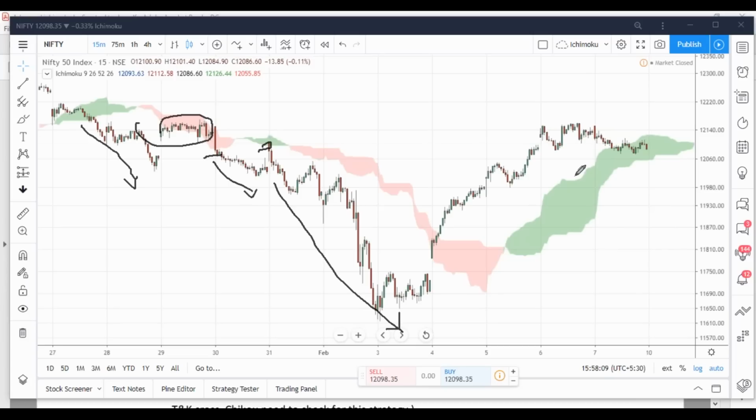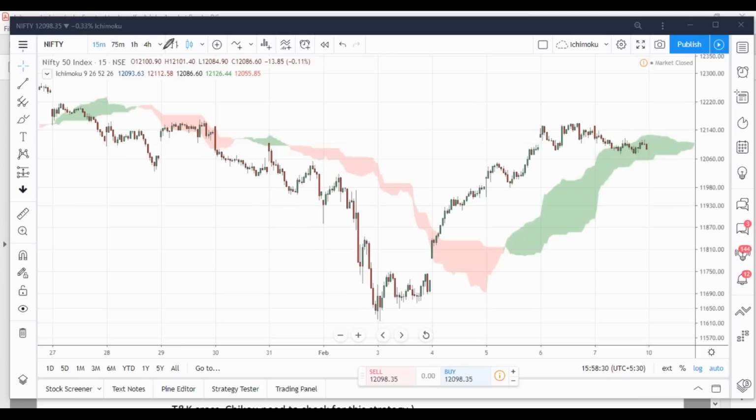Same way, here it is giving a pullback buy. So now what will happen? We will wait for price to close above the cloud, a bullish candle, and above this candle's high we will go long. So let's watch this trade in the coming week. This is based on the 15-minute chart.